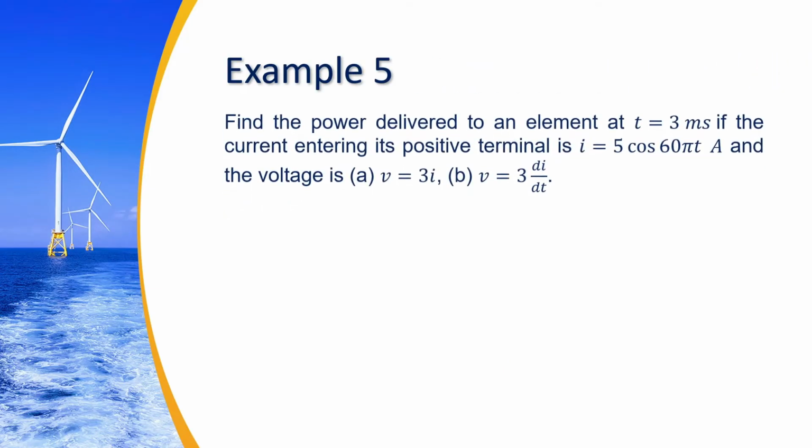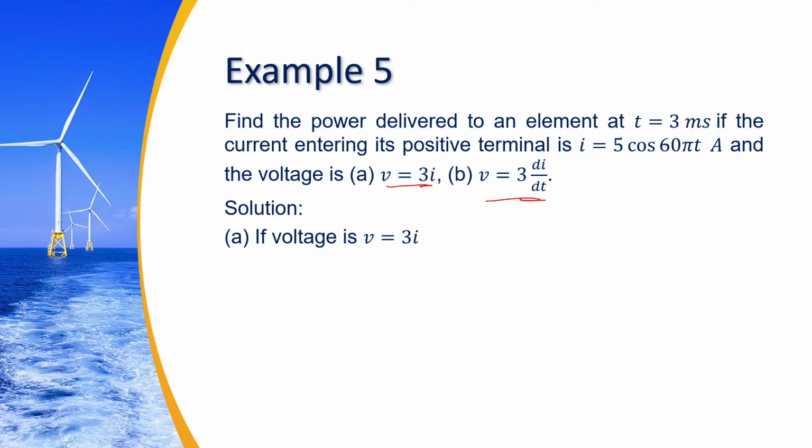Next. So, find the power delivered to an element at time t equal to 3 milliseconds if the current entering its positive terminal is, meron tayong current na 5 cosine 60 pi t. And the voltage is, dalawa. So, meron tayong 3i at 3 di over dt. So, sabi is kunin natin yung power using this voltage.